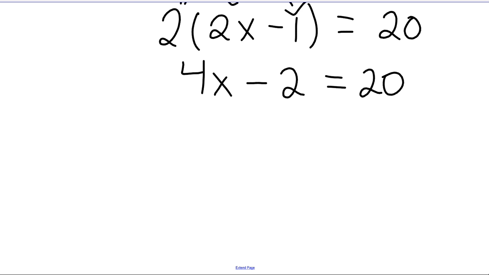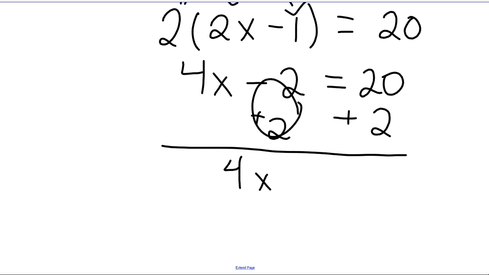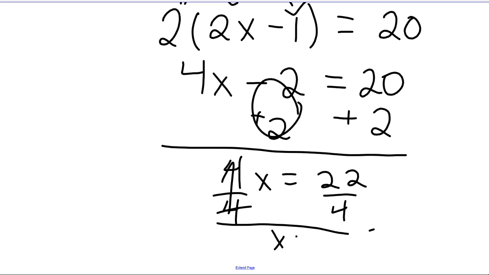Okay? I'll do inverse operations with my two-step equation. This part you definitely know already. I'll add 2 to each side. I have 4x equals 22. 22 divided by 4. Totally feel free to put 22 divided by 4 into a calculator if you don't want to do it yourself. 20 divided by 4 is 5, and then 2 divided by 4 is 1/2. So our answer is x equals 5.5.